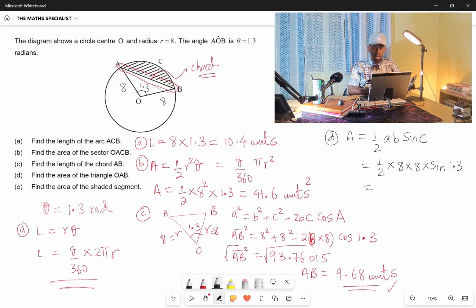Then we plug into our calculator to see what we are getting. Multiply by that much, multiply by that much. You will find that the area of the triangle is 30.833861, which is equivalent to 30.8. This is units square, or square units, whatever you might call it.